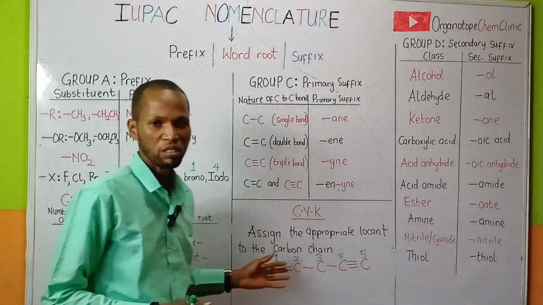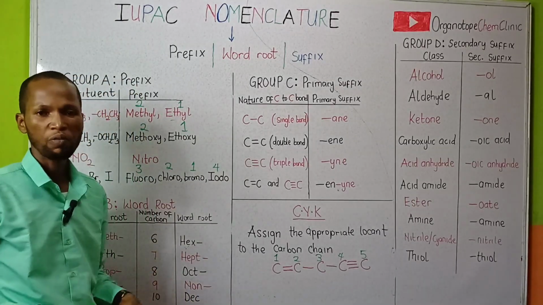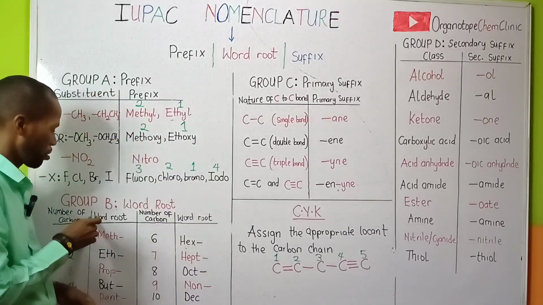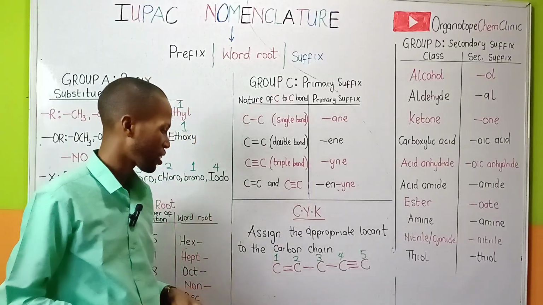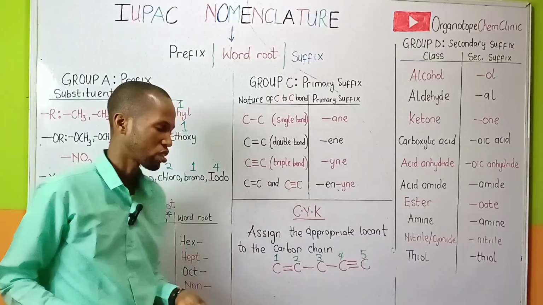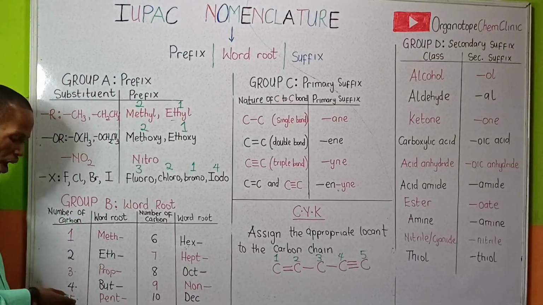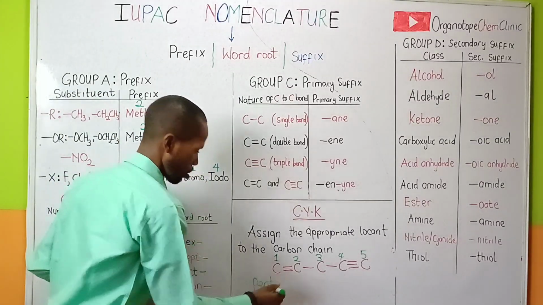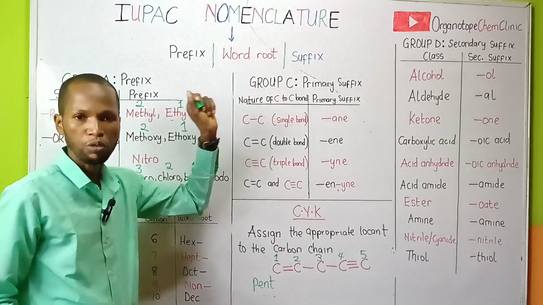In addition to this particular question, I would like us to check our knowledge on what we've done so far, considering group A, group B, and group C. The first thing we need to understand is that the carbon skeleton here contains 5 carbons. Now, can we check through this? The number of carbons is 5, so we have pent. Where do I indicate the pent? We have pent for the word root.